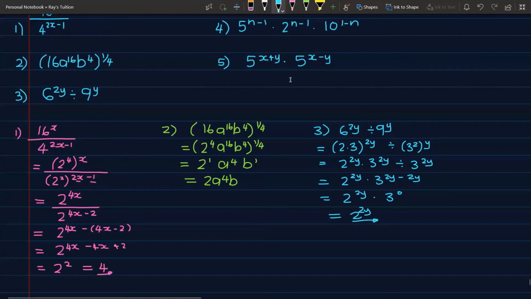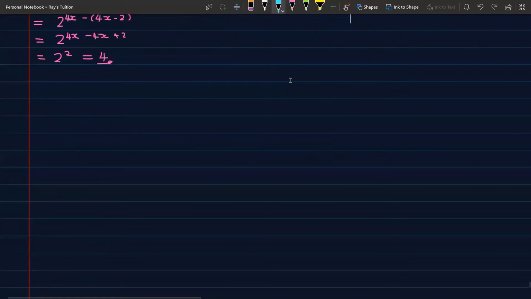Okay, let us have a look at the next one. So for the next one, we have number 4: 5 to the power of n minus 1 times 2 to the power of n minus 1 times 10 to the power of 1 minus n. Again, prime bases. So 5 is already a prime base, so we can just rewrite it. 2 is already a prime base, so we can just write it. But 10 can be written as 2 times 5.